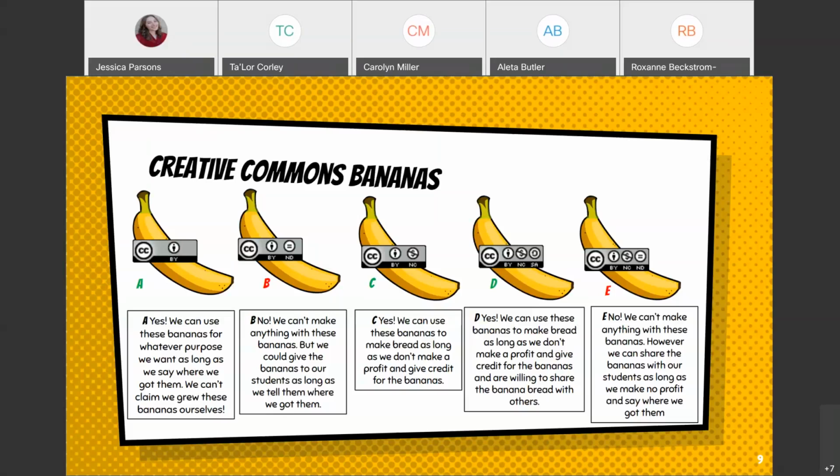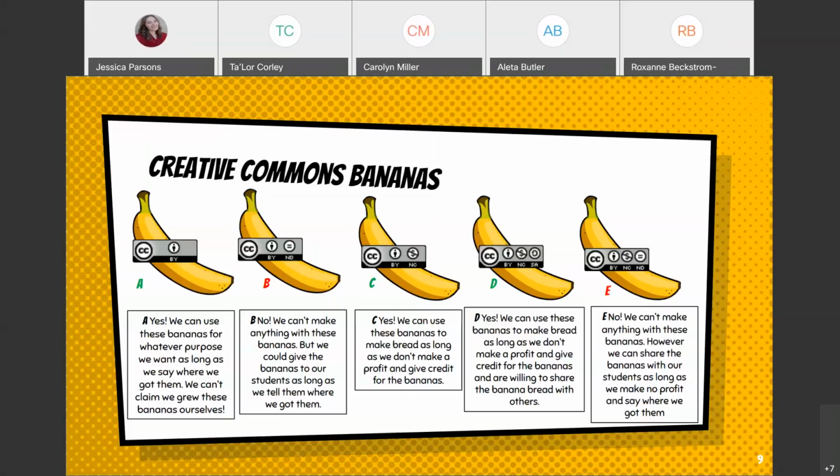And then you guys are correct. We can't use banana E. The part that tells us that we can't use banana E is that non-derivative. But again, we can give the banana to our students and let them know to enjoy the bananas and to think about banana bread while they eat those bananas.